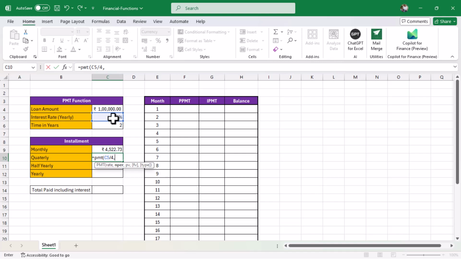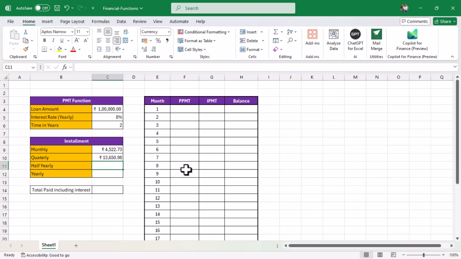Then it is asking me the total number of periods. So I'll be paying the amount in 2 years multiplied by 4, comma. Then it is asking me the loan amount. It is a debt on me, so I will say negative and then click on this value, hit enter, and it will show me the quarterly installment amount.